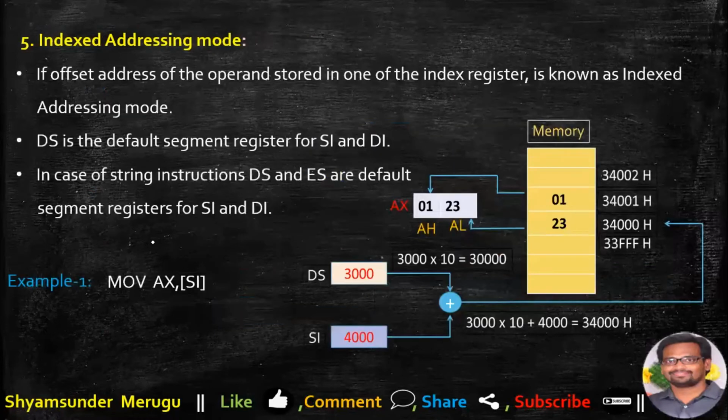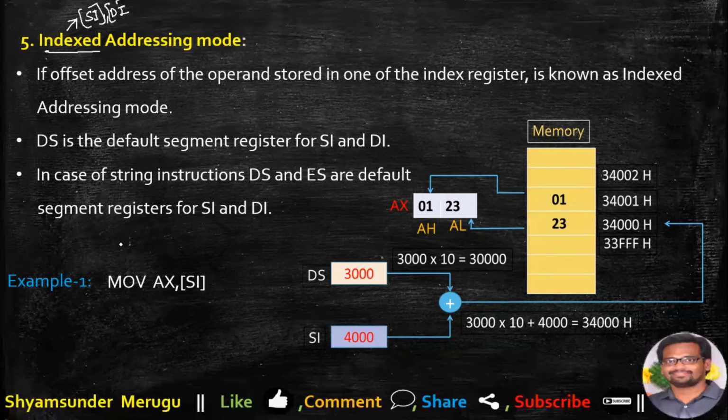Now coming to index addressing mode. In indexed addressing mode, one of the registers will be SI or DI. One of the operands will be SI or DI. And when we use SI or DI, they must be kept inside the brackets, right? They must be kept inside the brackets.